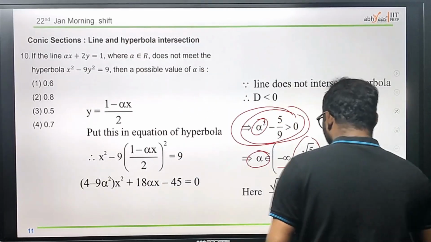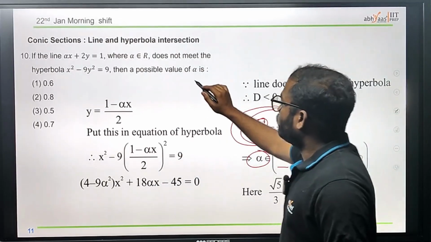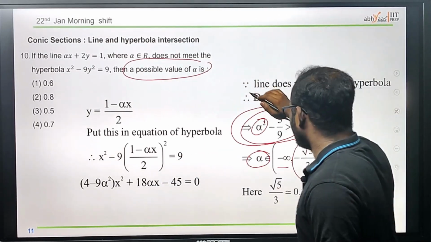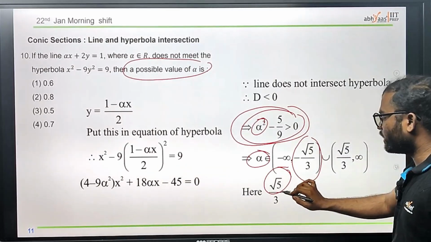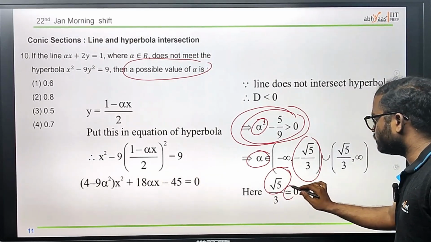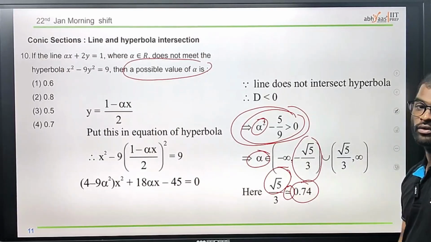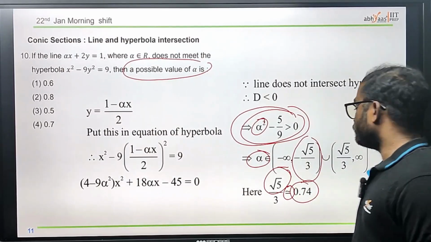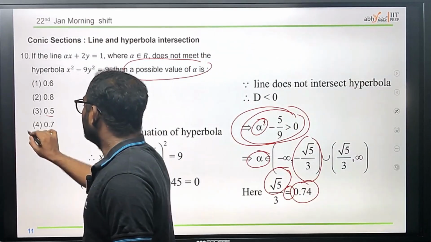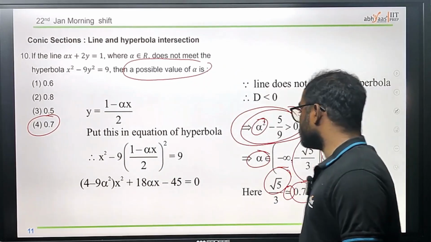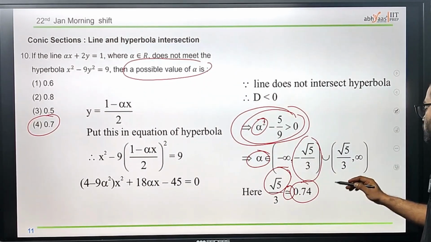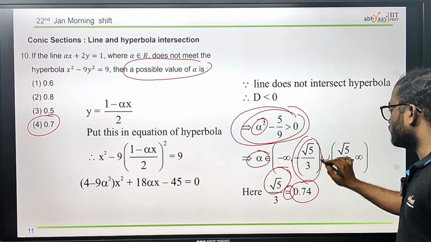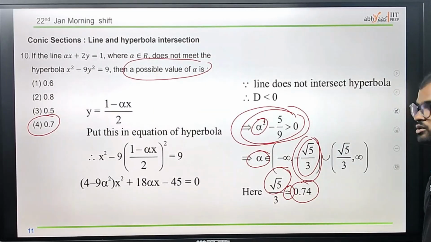Now we have to check possible values of alpha. Also see here, alpha is root 5 by 3, which is similar to 0.74, okay. Therefore we can say this will be 0.7, okay. 0.7 is our answer, okay. We just have to check the possible values of alpha. So for that reason, alpha which is 0.74 will be our answer, okay.